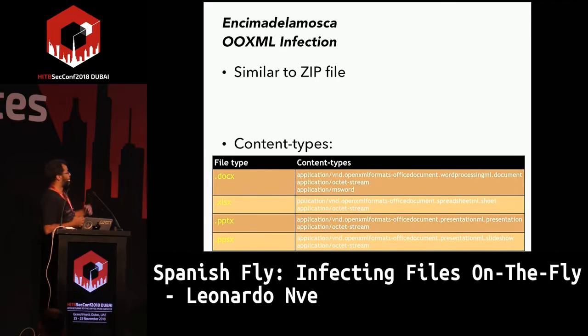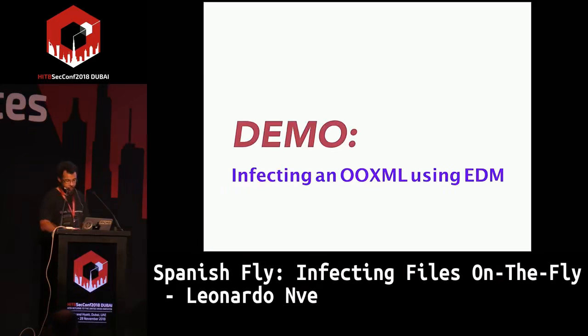How to detect that the target is downloading an Office file. With the content type, again, if the content type is generic, you have to check also the extension. And let's go directly to the demo.